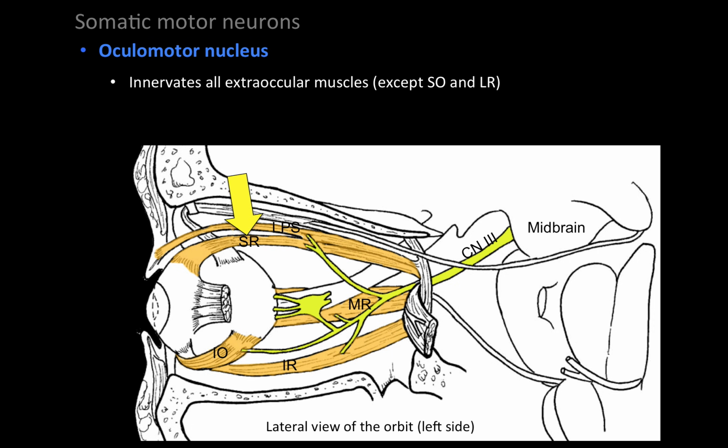Superior rectus helps you to look up. Medial rectus helps you to look in, or adduct the eye. And inferior oblique and inferior rectus muscles help you to move your eyeball down, or to look down.